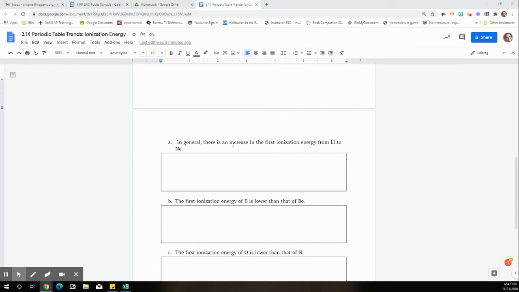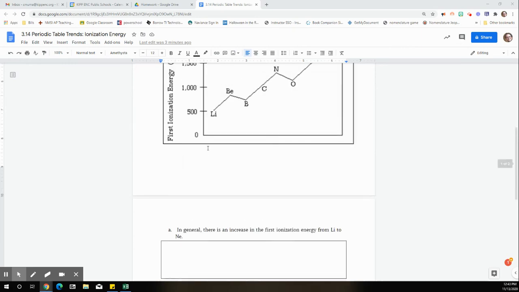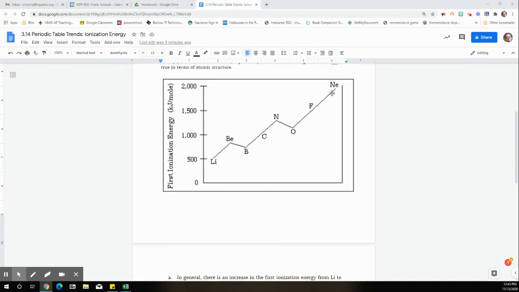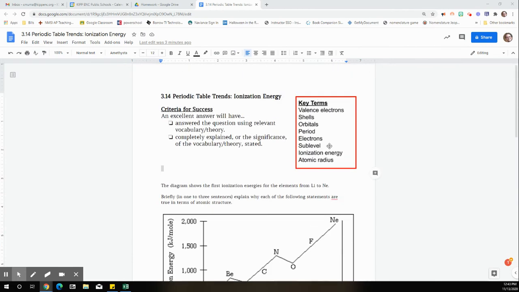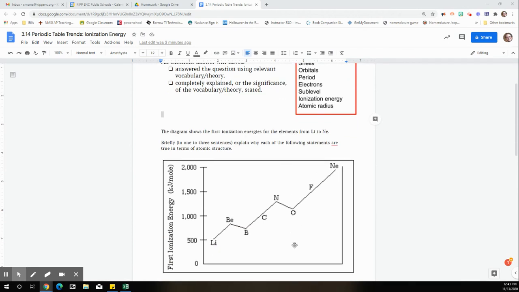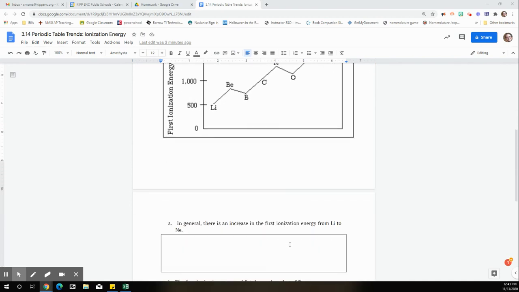So it says, in general, there's an increase in the first ionization energy from lithium to neon. So tell me, why is that true that the ionization energy gets higher as we go from lithium to neon using these terms? These are the terms that you should be using to explain why that's in there. And then explain what those terms mean, okay? And so that's what you're looking at for this.